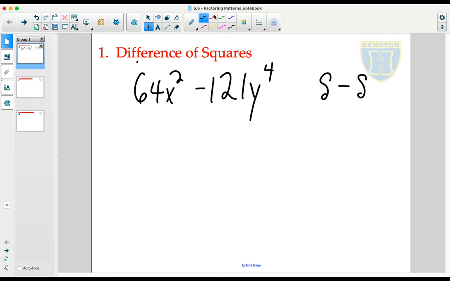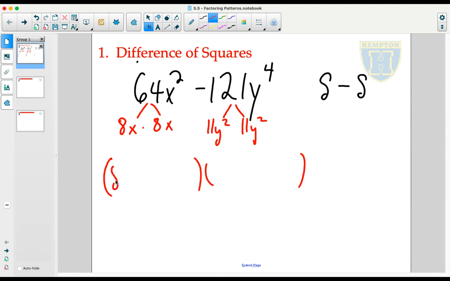64x squared can be thought of instead as 8x times 8x, and 121y to the fourth can be thought of as 11y squared times 11y squared. Because I am able to do that split, the difference of squares tells me that I can factor this fairly quickly. I'm going to start both of the binomials with 8x and finish both of the binomials with 11y squared. But in order to make this a true difference of squares, we need a minus sign in one of the binomials and a plus sign in the other.